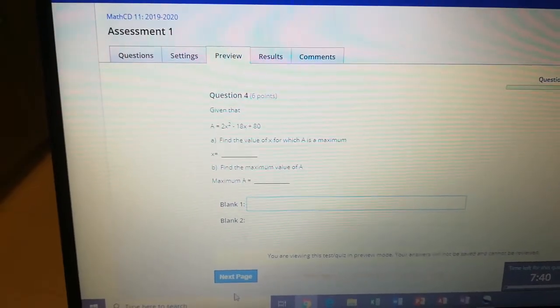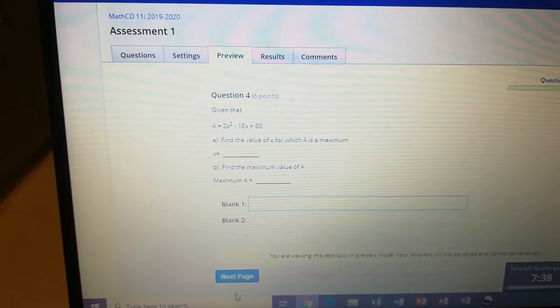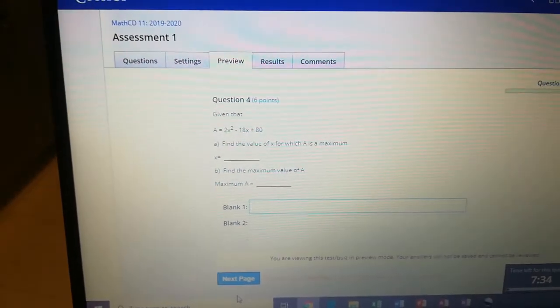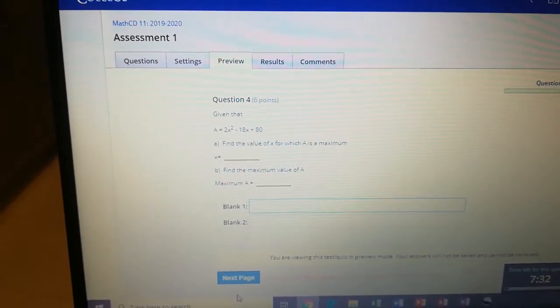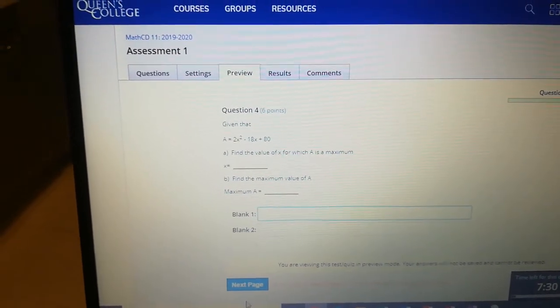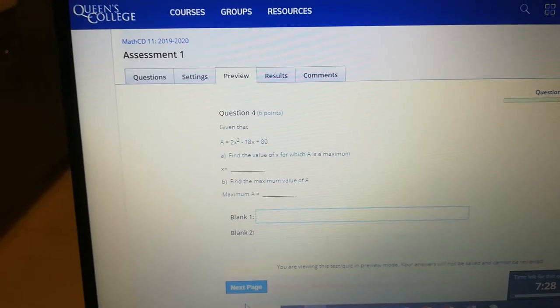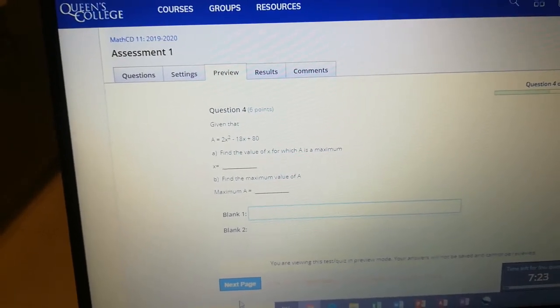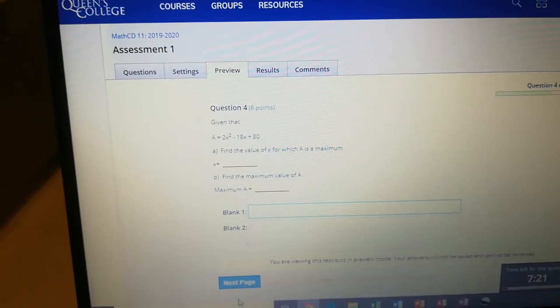Right, question 4 now. We're given that A is 2x squared minus 18x plus 80, and we need to find the value of our x where A is a maximum. Then we want to find what that maximum value of A is. So these are two separate questions that I know we sometimes confuse, and we do them as just one thing. So let's show the working here.